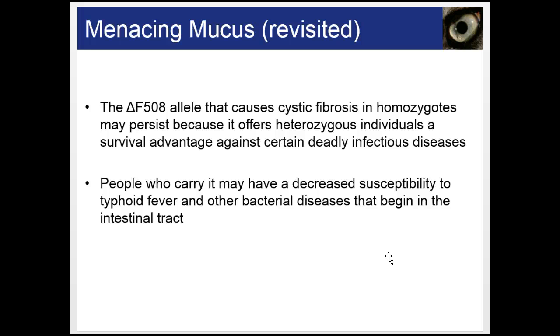So, back to the mucus, revisited there, the mutant allele for cystic fibrosis in homozygotes may persist because it offers heterozygous individuals a survival advantage against certain deadly infectious diseases, actually. It's called heterozygote advantage when this happens. And people who carry it could have decreased susceptibility to things like typhoid fever and other bacterial diseases that begin in the intestinal tract.